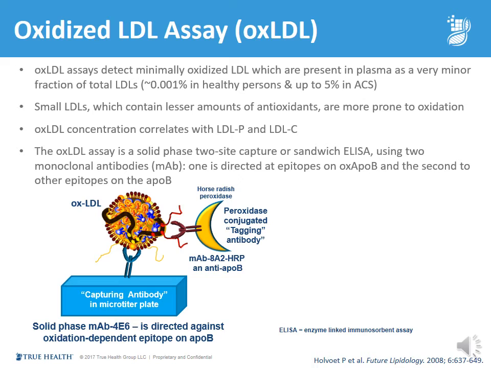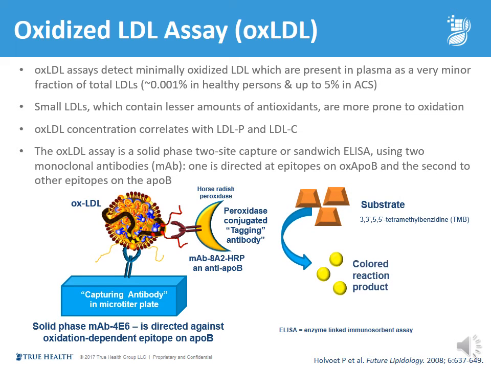So in the diagram, you see you have oxidized LDL, which is fixed to a microtiter plate. It now, on a different aspect of its surface, has another monoclonal antibody to which a peroxidase is attached. That plate is washed, and then the plate is exposed to a substrate which reacts to the peroxidase on the antibody attached to ApoB, which creates a colored reaction product, which can be measured. So those are the steps necessary, what the laboratory performs, to give us an oxidized LDL concentration.